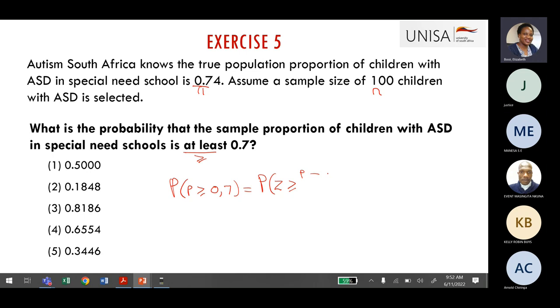Therefore, you need to find the probability of Z greater than or equal to your sample proportion minus your population proportion, divided by the standard error. Remember, the sample proportion is always given in the question. The standard error is the square root of your population proportion times 1 minus the population proportion divided by n.